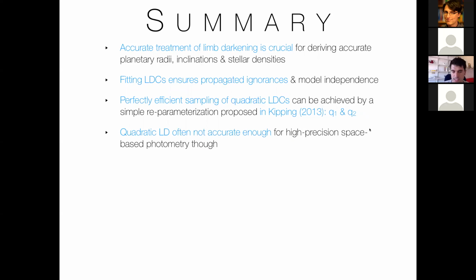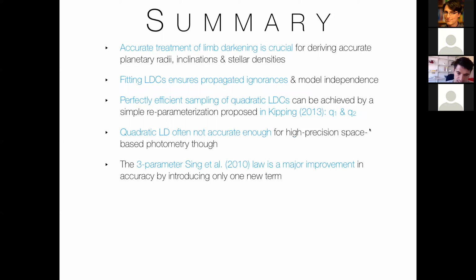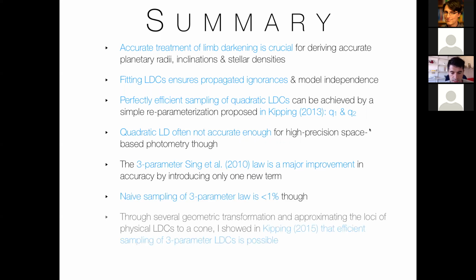If you think that quadratic limb darkening is not good enough for you because you're doing high precision space-based photometry, then you need to use something like the 3-parameter Sing law instead, which works by introducing an extra term. Naive sampling is horrendous, less than 1%, so you definitely don't want to do that. However, through some geometric transformations, you can approximate the loci of allowed points as a cone, and you can sample from the cone very efficiently.